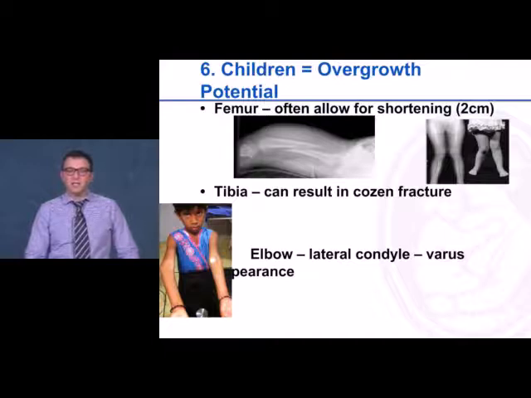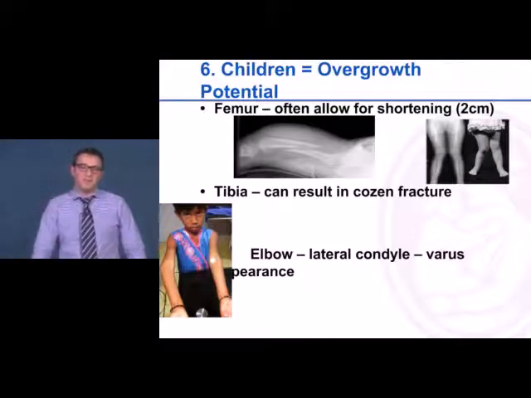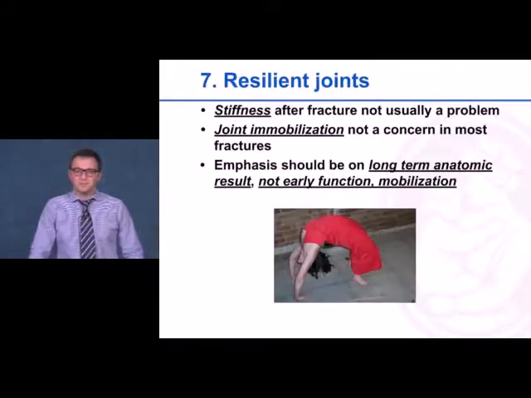this overgrowth. Other areas where this can happen is the tibia, where you can get what's called a Cozen deformity, as seen here on the picture, where the bone heals and overgrows, creating a valgus-type deformity. And in the elbow, a similar phenomenon occurs at the lateral condyle, creating a varus appearance or a gunstock appearance to the elbow. Children have resilient joints.